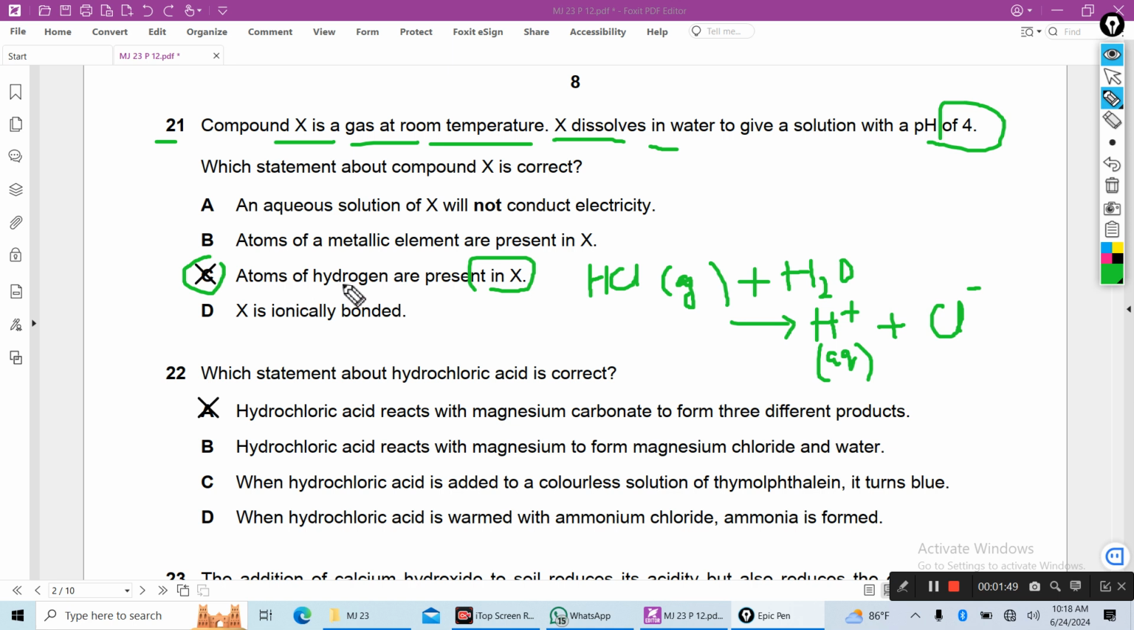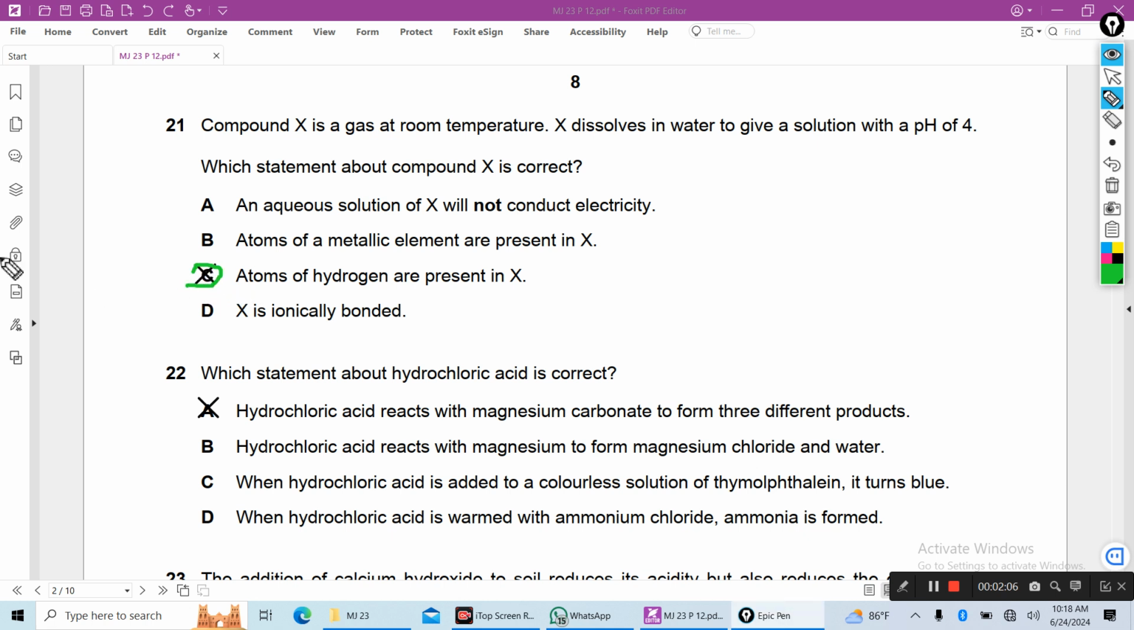So atoms of hydrogen are present in X. So hydrogen chloride is X, hydrogen atom present, that dissolves in water to produce hydrogen ion aqueous. So C is the right answer. Why is A wrong? An aqueous solution of X will not conduct electricity. No, an acidic solution will conduct electricity.